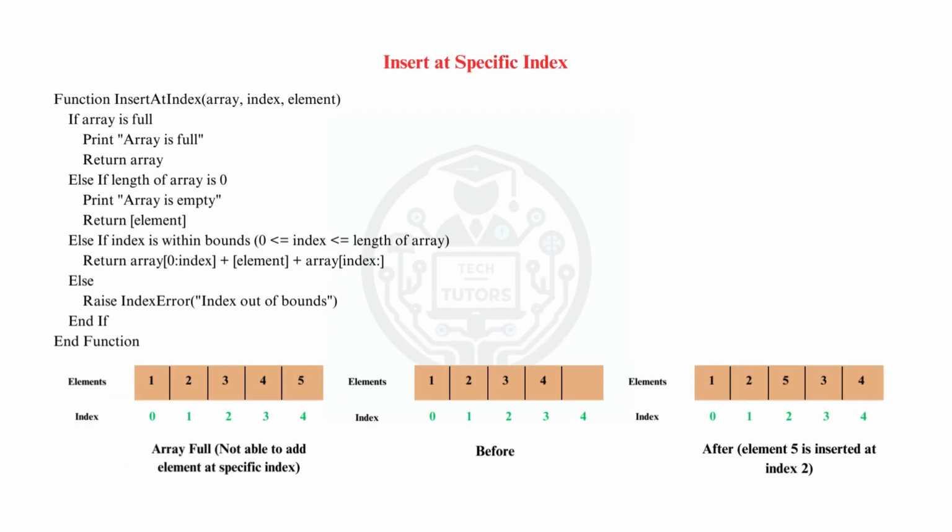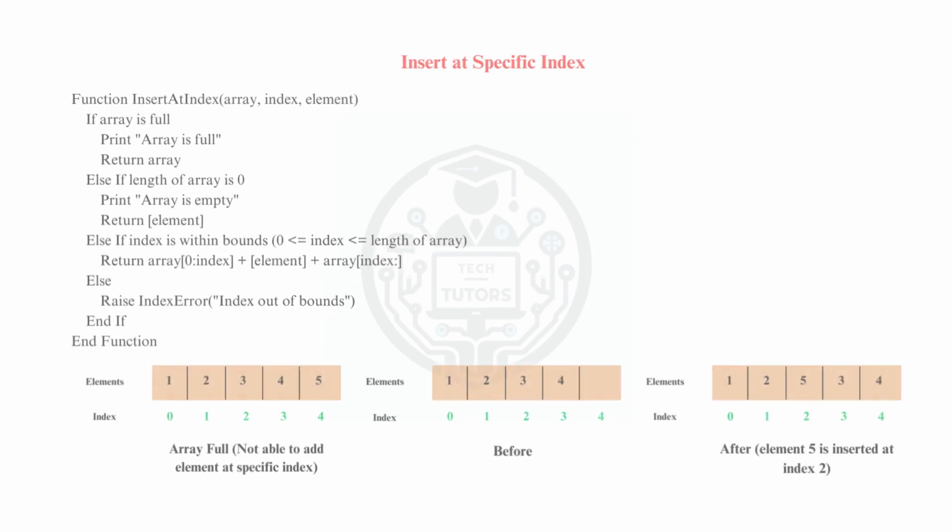The insert at index function inserts an element at a specified position within the array. It works by shifting all elements from the specified index onwards one position to the right, creating space for the new element. The new element is then placed at the desired index. This operation affects all elements after the insertion point, making it more time-consuming for large arrays.